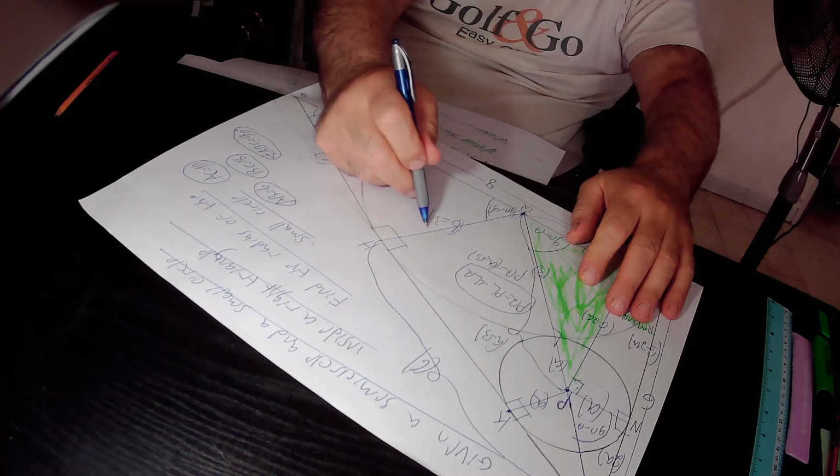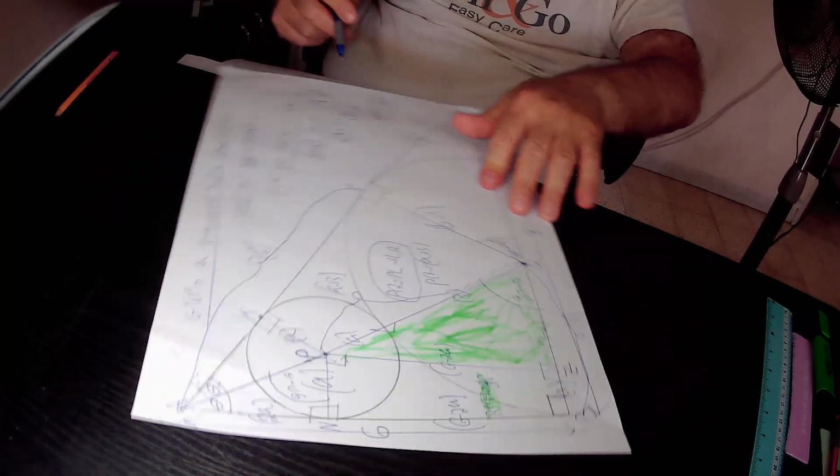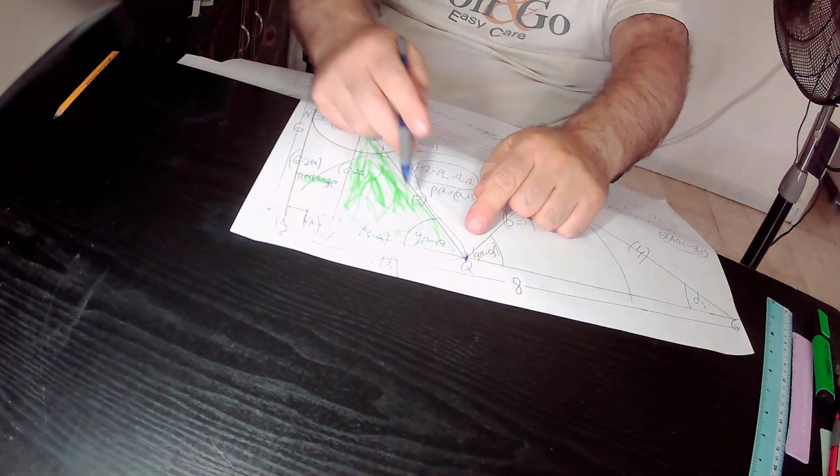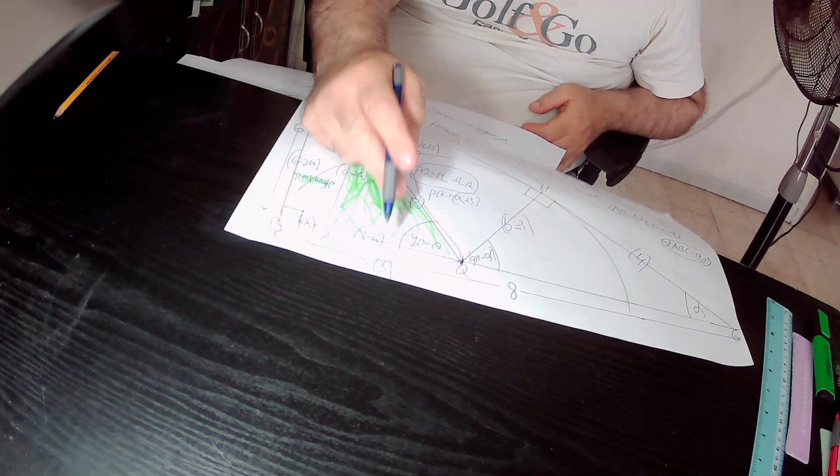So QH equals 3 units in its length. It is the radius of this big semicircle. Likewise, QB is also the radius of this big semicircle, and equals 3 units in its length.